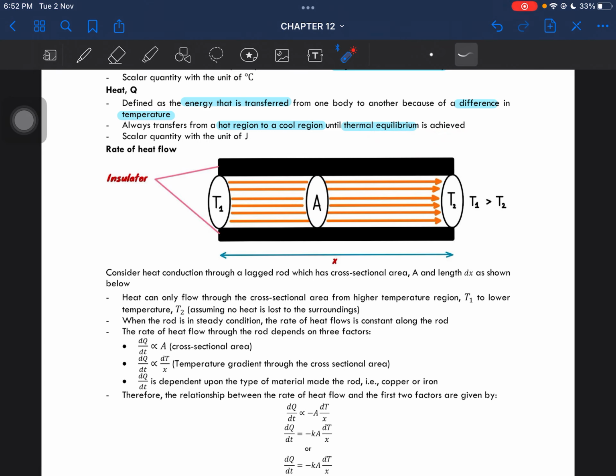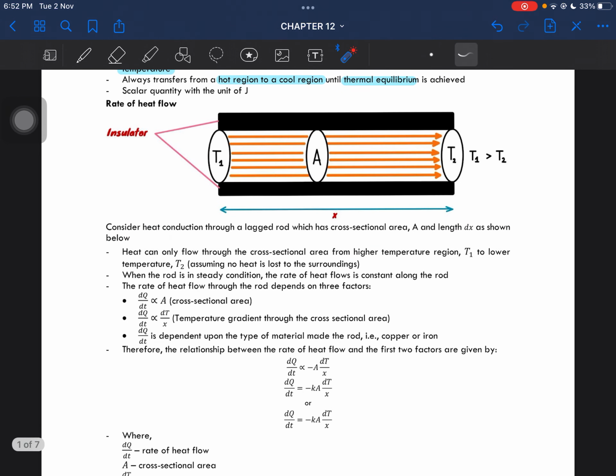So let's consider this heat conduction through a lagged rod, as shown here. So it has a cross-sectional area of A and length dx. So heat can only flow through the cross-sectional area from higher temperature region to a lower temperature region, assuming there is no heat loss to the surroundings. Ideally it will only transfer from T1 to T2 because this is hotter and this is cooler.